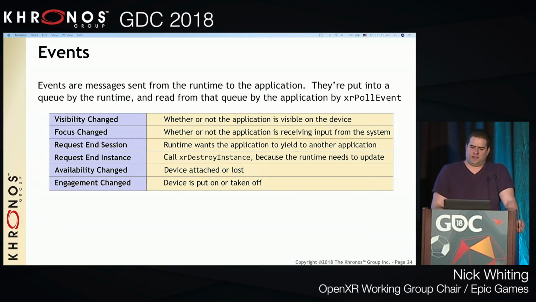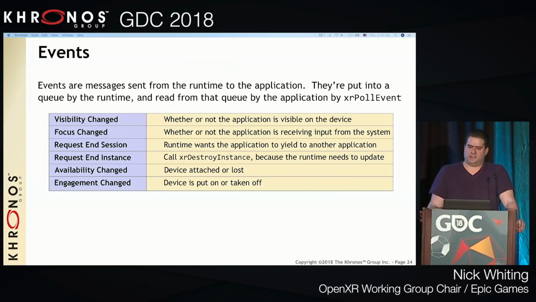When the runtime wants to communicate with the application, we do so through the events queue. Here are a couple of the events, but they're very basic and pretty extensible. The ones that are fundamental to the system are visibility change and focus change, which is whether or not you are actually rendering on the device or getting input from the device system. But there are also some more heavyweight ones. If the runtime says, hey, somebody else wants to render on me, it can send a request that you end the session immediately so that you stop ending frames and yield to another application. Sometimes if the runtime has to update, it can ask that you end the instance and then recreate it later after it's gone through an update.